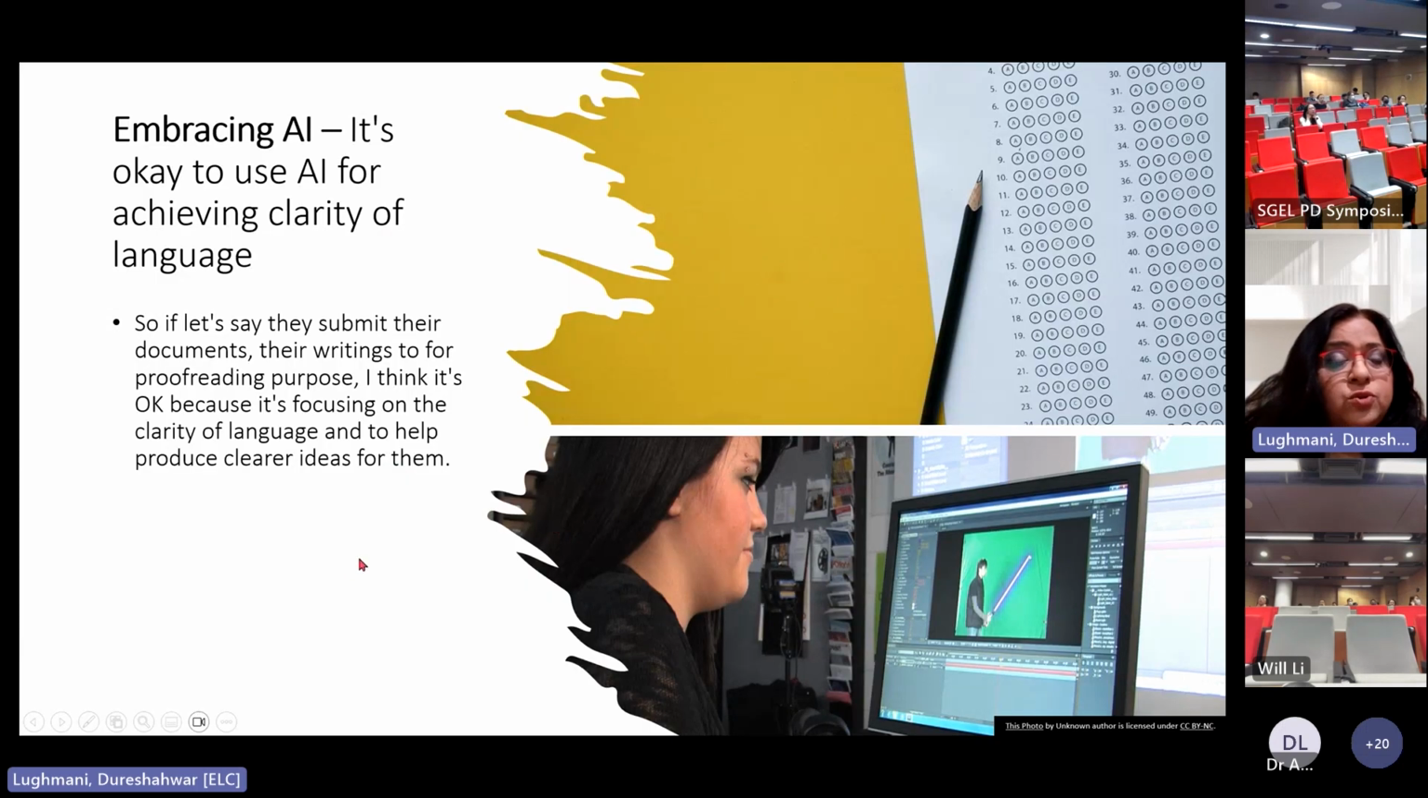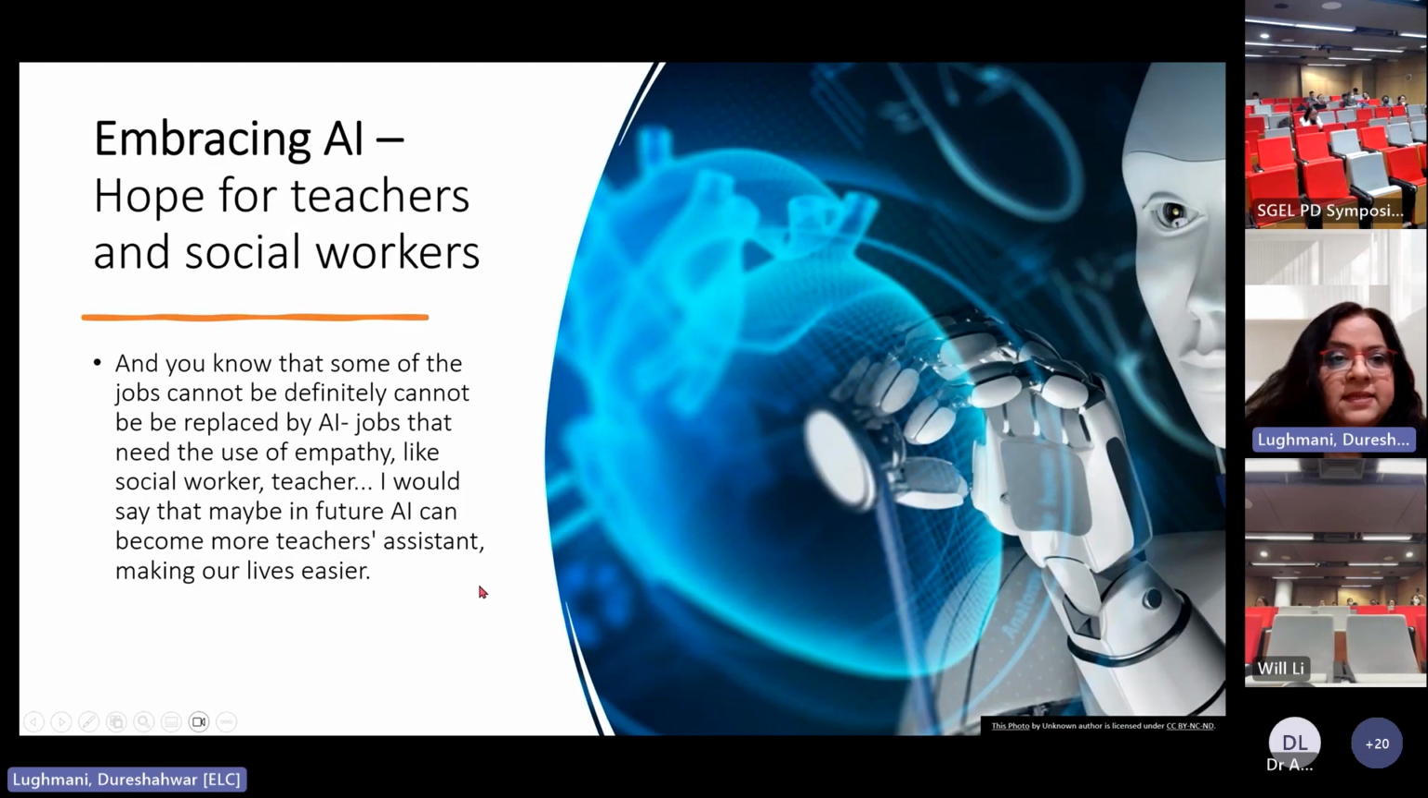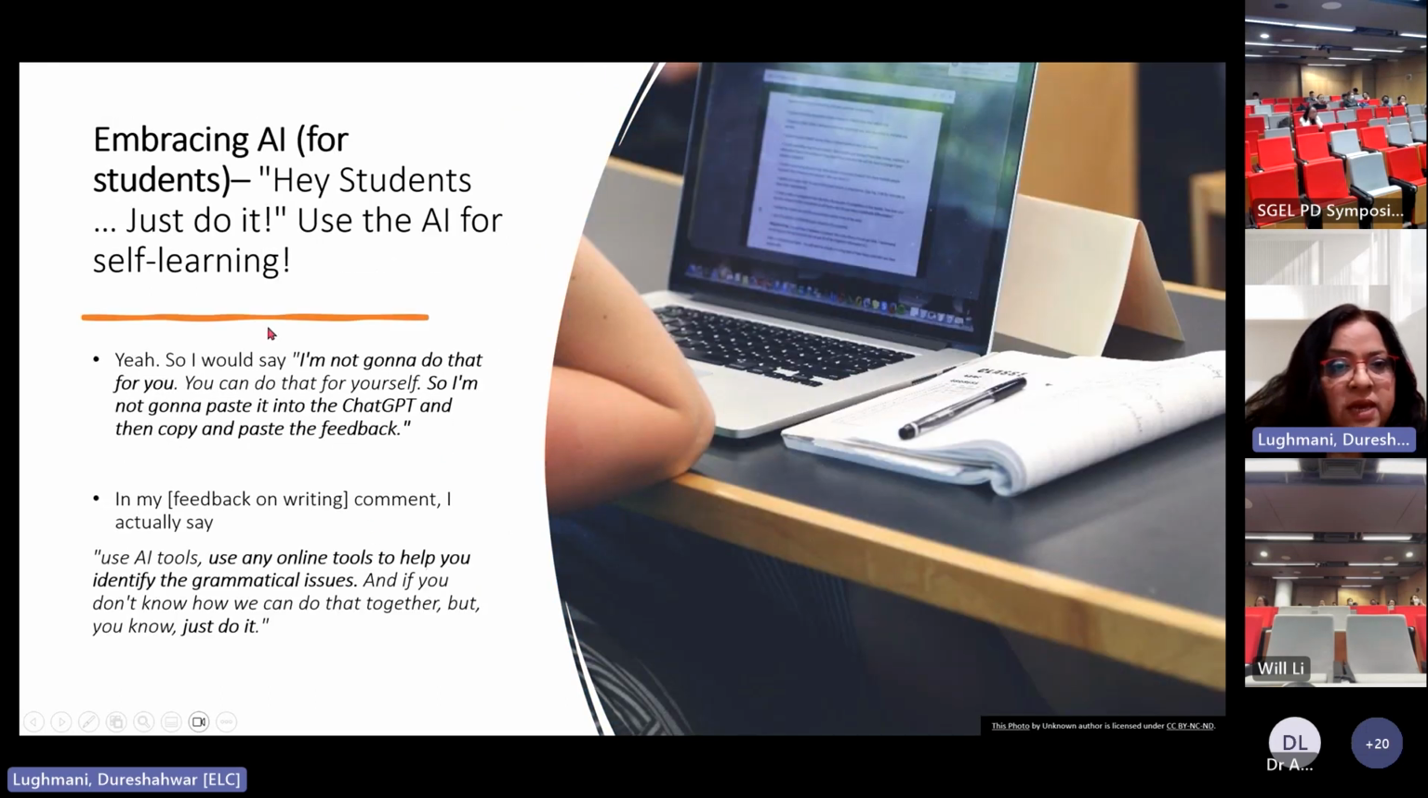And also to achieve clarity in language, they don't mind. They want to use AI as an assistant. Okay, this teacher says, I want my students to use it. Just do it. She said, I'm not going to do that for you. You're going to do that for yourself. I'm not going to paste it into ChatGPT and then copy and paste my feedback. I will just tell you, use AI tools, use any online tools to help you identify grammatical issues. And if you don't know how, can we do that together?